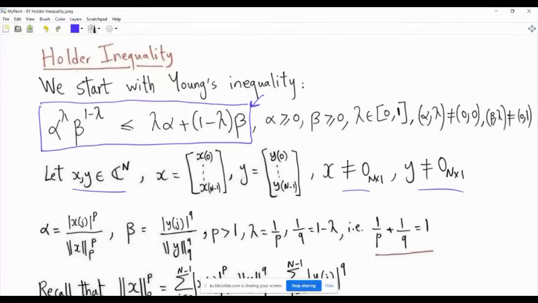We will define alpha. We will take alpha to be the absolute value of x_j, that's the jth component of x. It's generally a complex number. Then you take its magnitude, you raise it to the power p, and then you divide by the p-th norm of vector x raised to the power p.